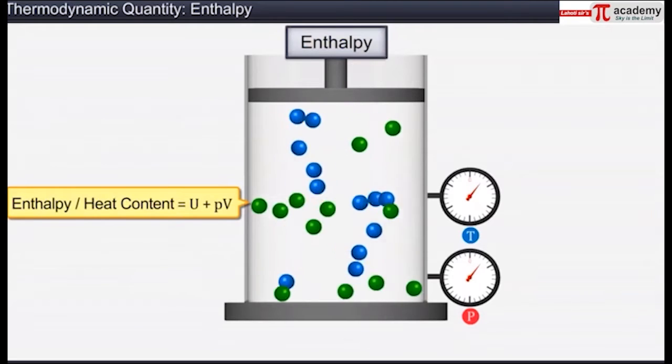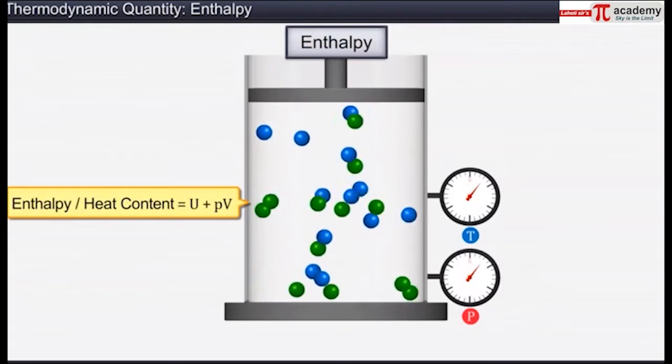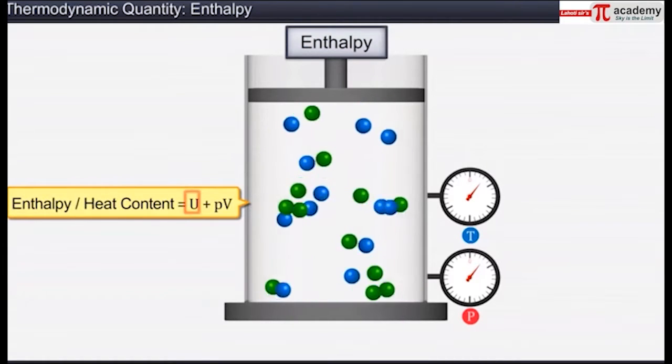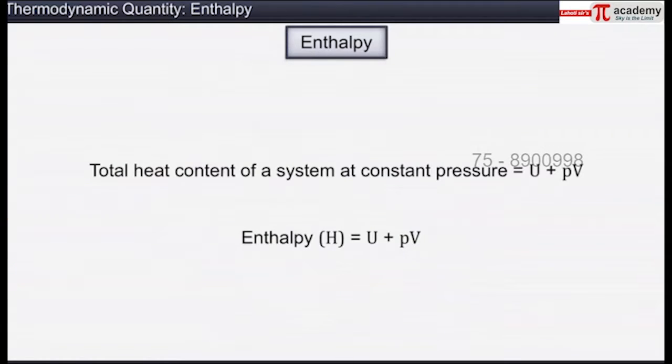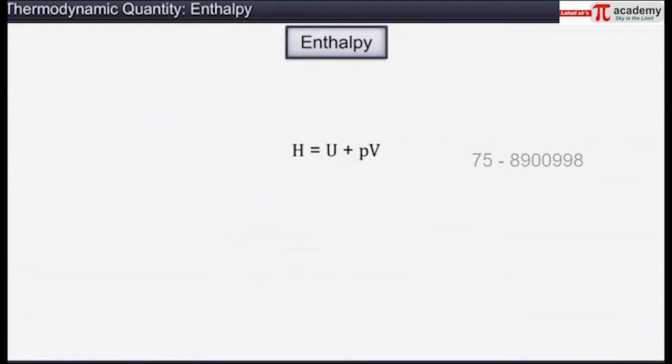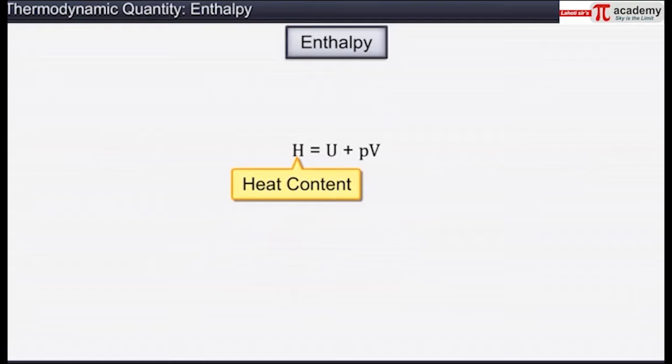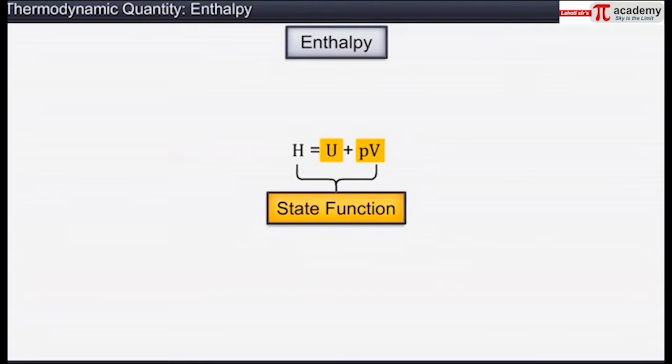The total heat content of a system at constant pressure is equal to the sum of the internal energy and PV. This is called the enthalpy of a system, which is represented by H. Note that enthalpy is also called heat content. Enthalpy, which depends on the three state functions, internal energy, pressure, and volume, is also a state function.